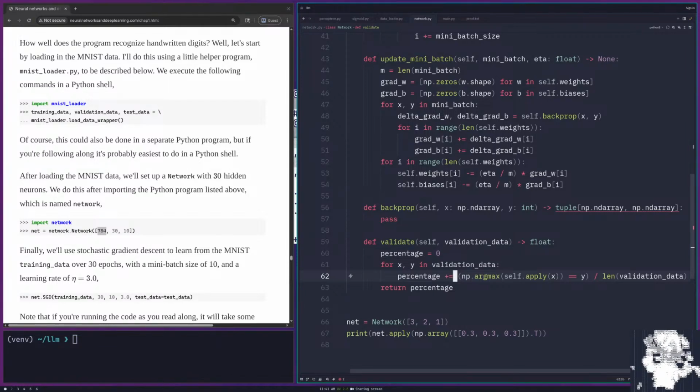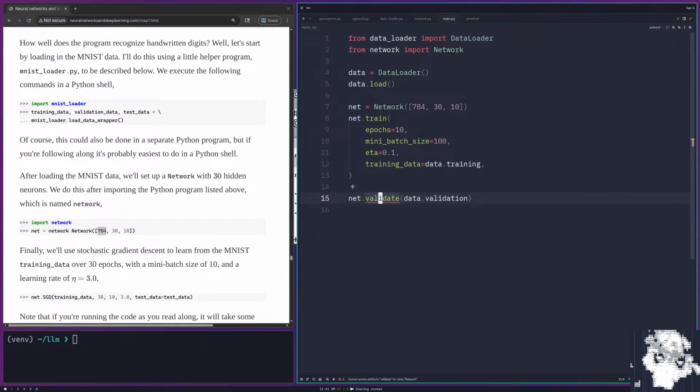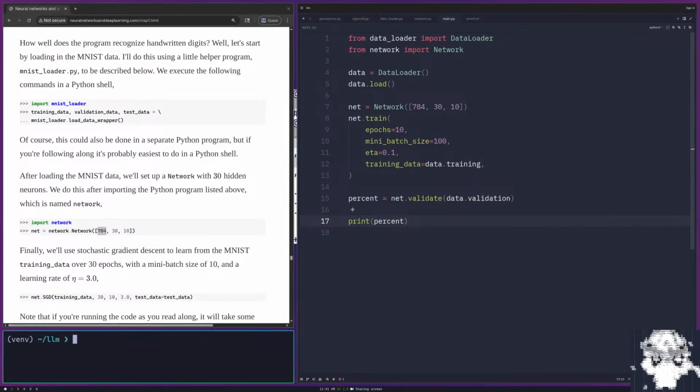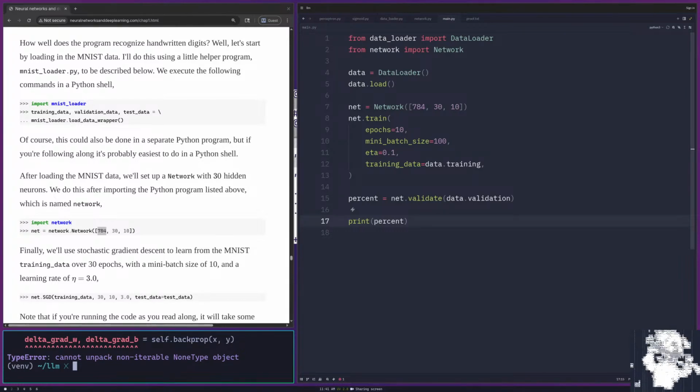I don't know why it's saying that. Oh, okay, it was just out of date. Percent equals this, percent. Obviously this is not going to work because we haven't implemented backprop yet, but we're ready to implement backprop now. Python main. So it takes a bit to load the data. And then we fail when we try to do a backprop. Good. Okay.